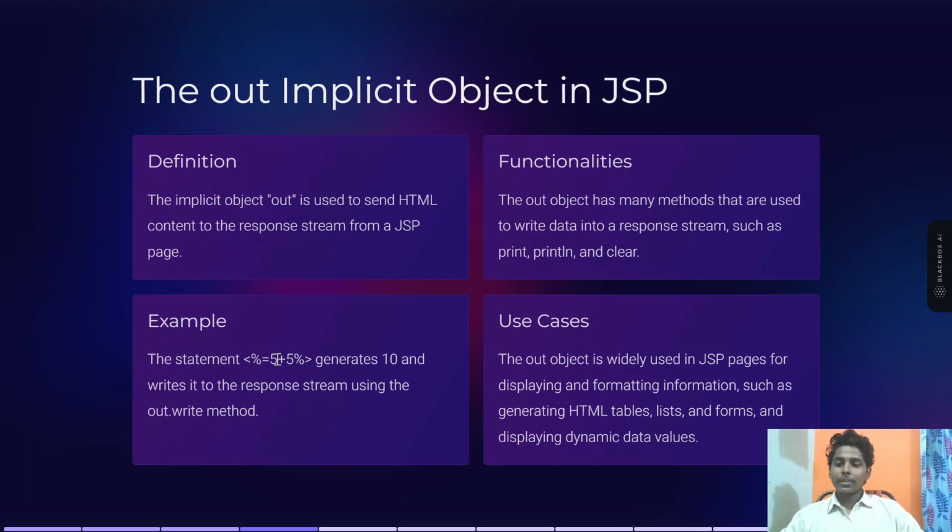Example: the statement <%= 5 + 5 %> generates 10 and writes it to the response stream using the out.print write method. These tags are known as JSP tags. Use cases: the out object is widely used in JSP pages for displaying and formatting information such as generating HTML tables, lists, forms, etc.